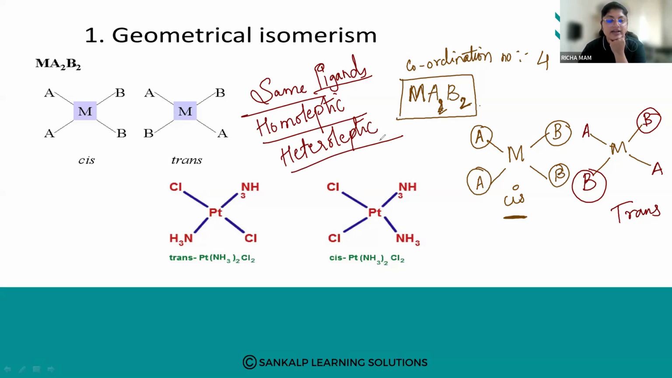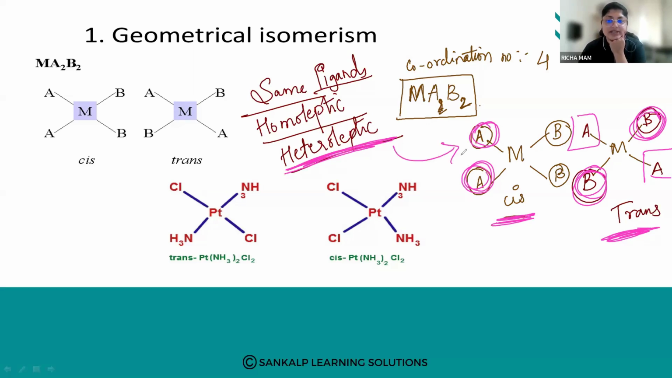When the ligands are on the opposite side, they give rise to a trans arrangement. When they are on the adjacent side, adjacent meaning on the same side, they give rise to a cis arrangement. So in heteroleptic complexes, this type of arrangement is possible. Opposite side, trans; adjacent side, cis.